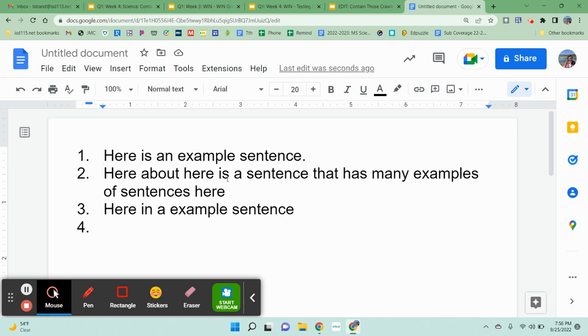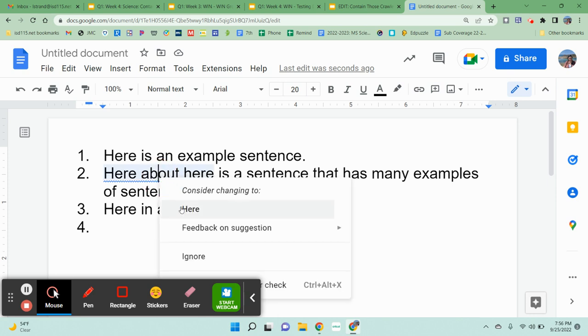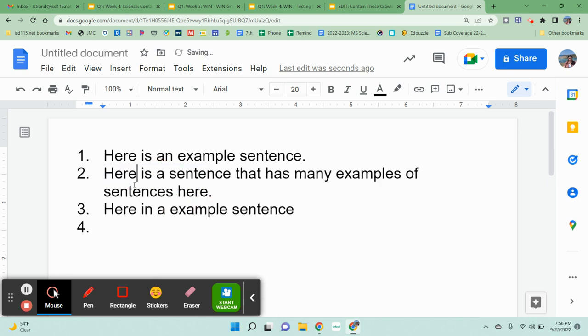Now, this grammar is totally off. The computer should have probably caught that. But here's the deal. If you don't put a period at the end, it's not going to know to even go check it. So see, as soon as I put a period at the end, now it'll go back and say, did you mean this? And even here is a sentence that has many examples of sentences here. I probably don't need all of that, but it's at least not as bad as it once was.